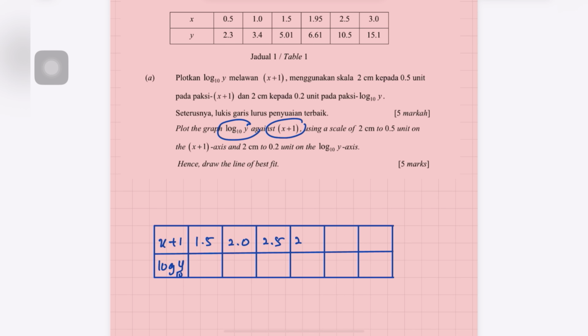Then 2.95. Then 3.5 and 4.0. Okay, so for log y base 10, for 2.3, we use the calculator. So we get 0.302. Then 0.53, 0.70, 0.82, 1.02, and 1.18.